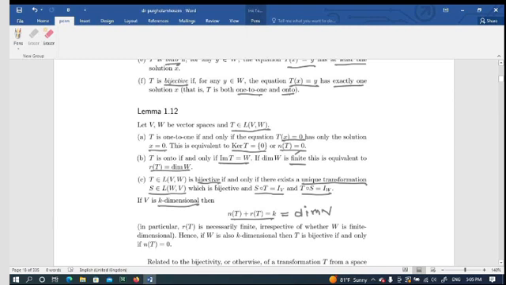If V and W are finite dimensional and W is also k-dimensional, then T is bijective if and only if it is onto or one-to-one. So T is bijective if and only if the nullity of T equals 0, meaning T is one-to-one. And we can show that it is equivalent to the rank of T equals k.